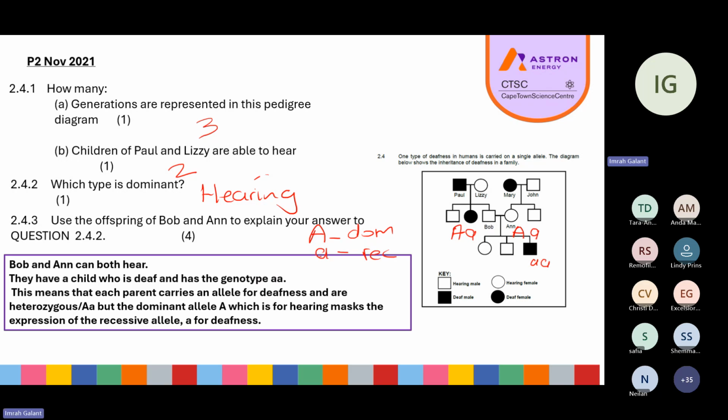Clearly, both Bob and Anne can hear. The child who is deaf has to have the genotype small a small a, because small a represents the recessive allele. Therefore, that child needs to have inherited a recessive allele from each parent, meaning each parent carries an allele for deafness. And since the dominant allele A masks the expression of the recessive allele small a for deafness, both parents need to have been heterozygous for the condition. Okay.